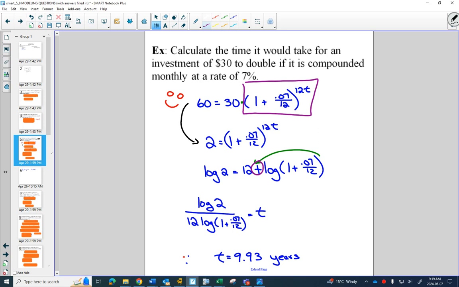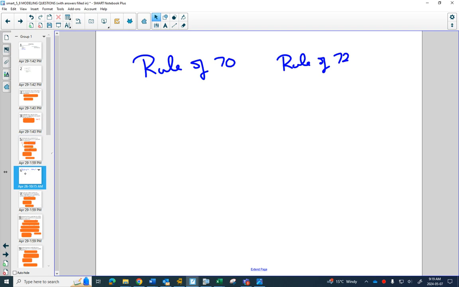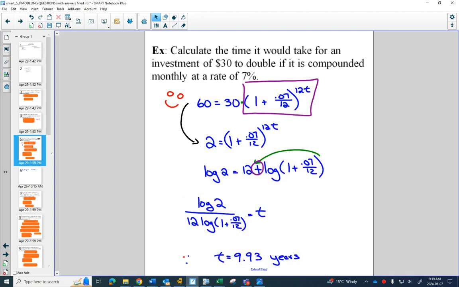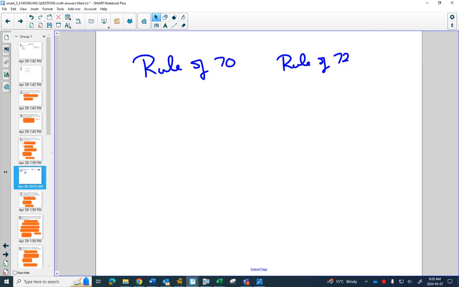So, second thing that's really cool about this question is that in mathematics there's something called the rule of 70, and sometimes it's called the rule of 72. It is the most simple simplification of the complicated thing we just did. So solving this question requires us to know how to use logarithms. We did all of this math to find out that it takes 9.93 years. This rule is the simplest estimation ever.